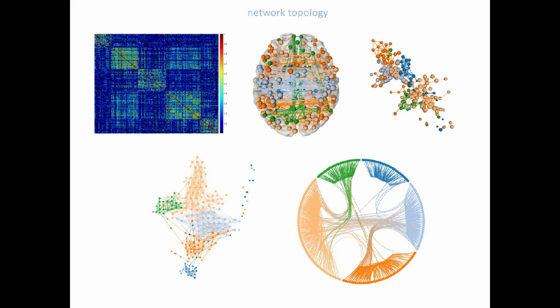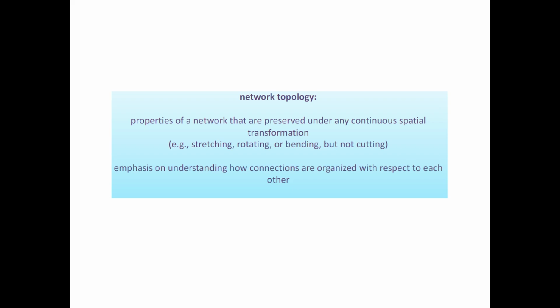Now, the thing that doesn't change across all of these representations is the topology. Which pairs of regions are connected with each other? These are all very different representations, but the basic profile of how pairs are connected with each other is the same throughout. So, more formally, the topology of a network is any property that's preserved under any continuous spatial transformation. So if I stretch it, rotate it, enlarge it, or shrink it, as long as I'm not cutting it or doing anything like that, the topology is what's preserved, and that's basically just which pairs of regions are connected with each other.